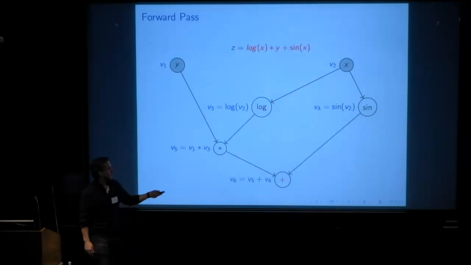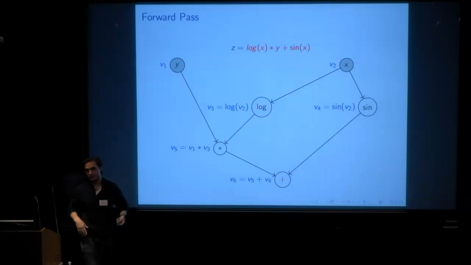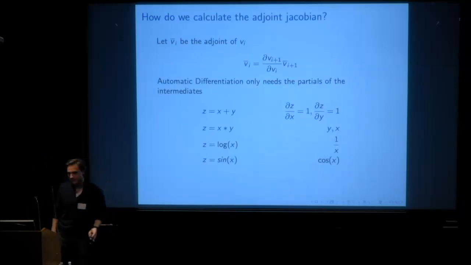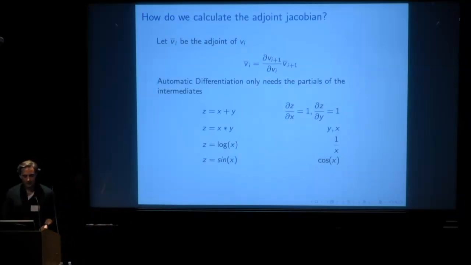And then we just do v5 plus v4 to get our node v6. So this is our forward pass traversal in automatic differentiation. That's all it is. You can think about working with arithmetic values here. The cool part for autodiff is whenever we're talking about doing these partials.